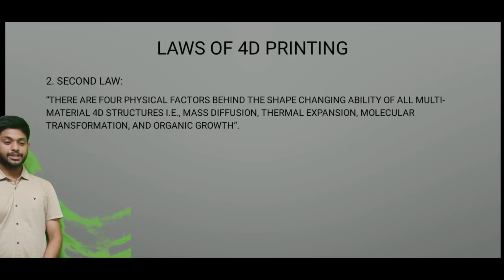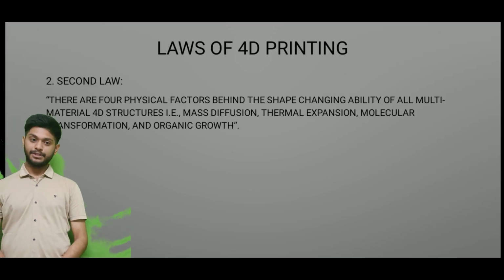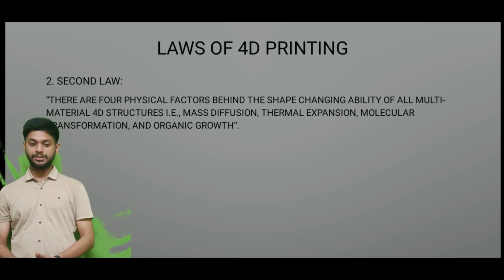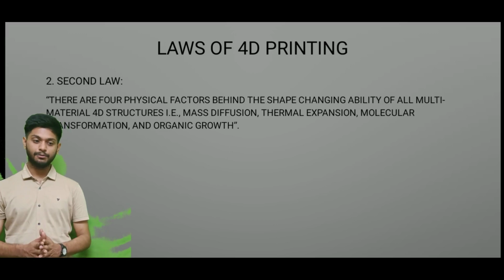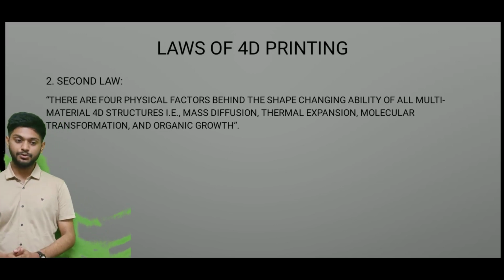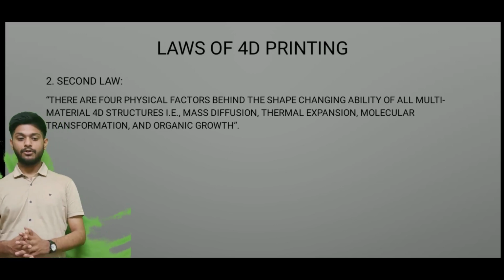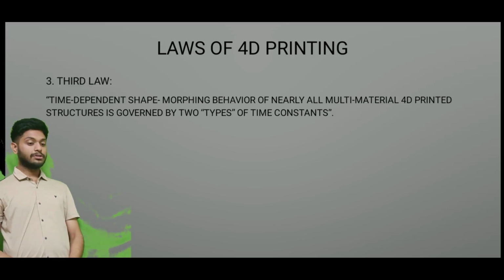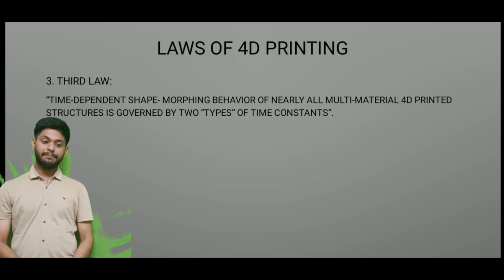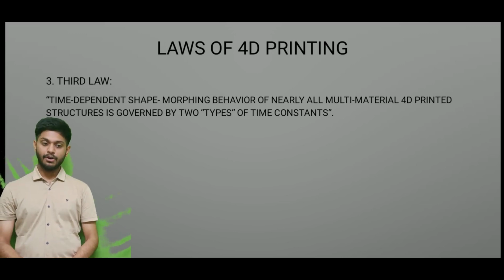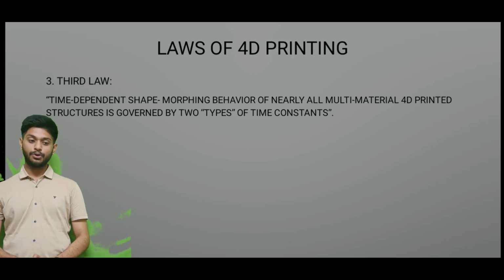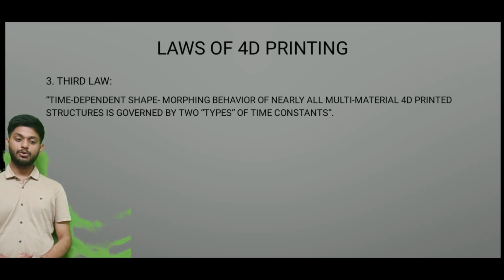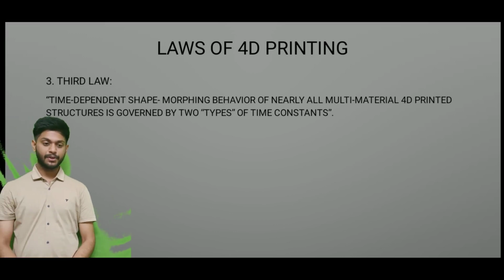The second law states that there are 4 physical factors behind the shape changing ability of multi-material 4D structures, that is mass diffusion, thermal expansion, molecular transformation, and organic growth. And the last law, third law, is time-dependent shape morphing behavior of nearly all multi-material 4D printed structures is governed by two types of time constants.